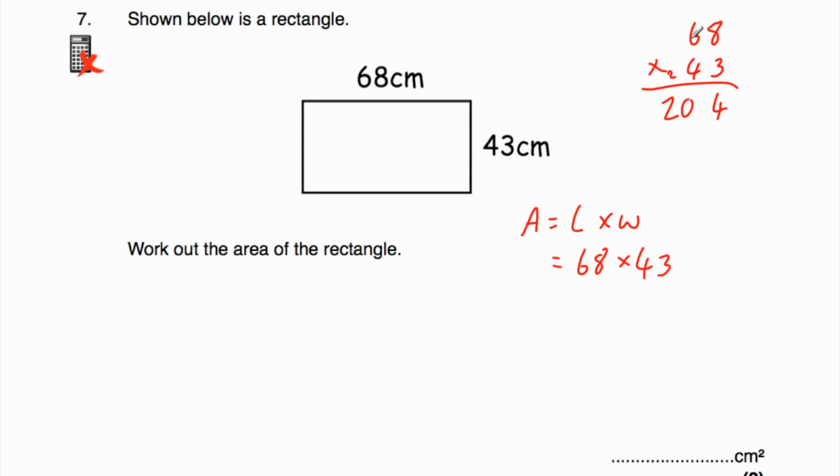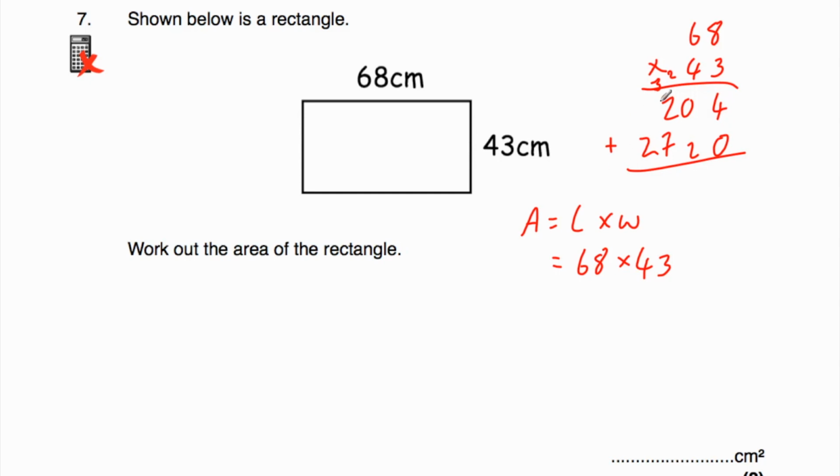Now we're going to do 40 multiplied by 68. So put our 0 down, and we'll do 4 times 8. 4 times 8 is 32. Put the 2 down, carry the 3. 4 times 6 is equal to 24, plus 3 is 27. So 40 multiplied by 68 is 2,720.